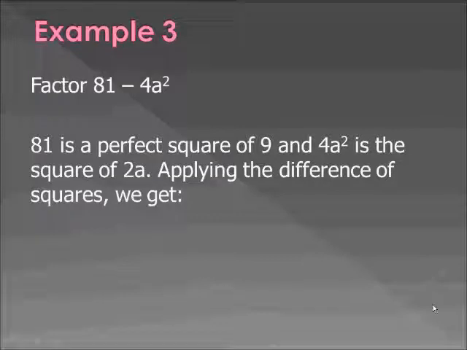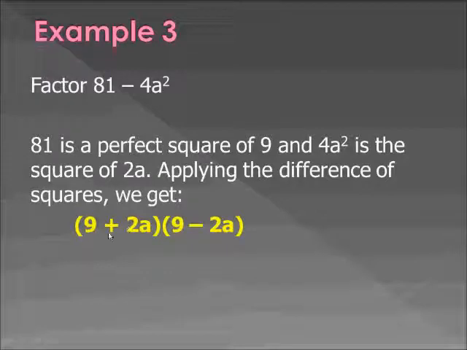So if you use a squared minus b squared equals a plus b times a minus b, you get 9 plus 2a and 9 minus 2a. Keeping in mind that the 9 represents the a, so 81 is 9 squared, or a squared. 4a squared represents the second term, and 2a squared is 4a squared. And again, if you're not convinced, you can just multiply these out using FOIL and see what you get.